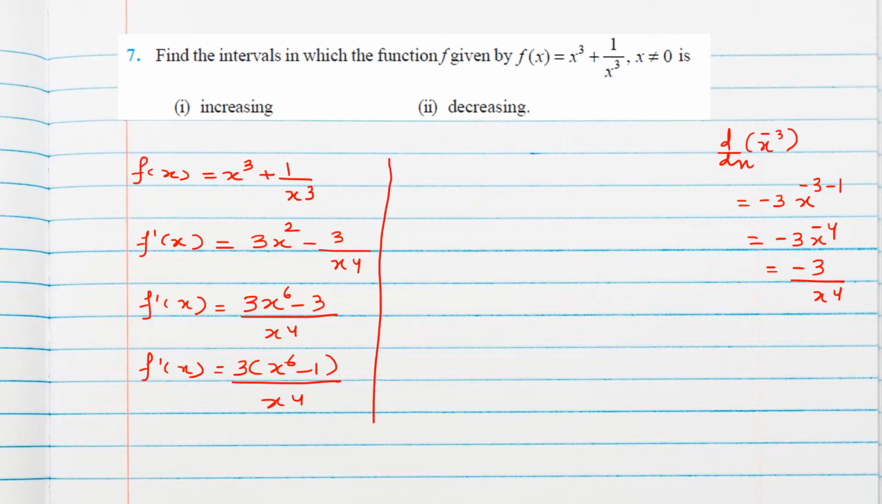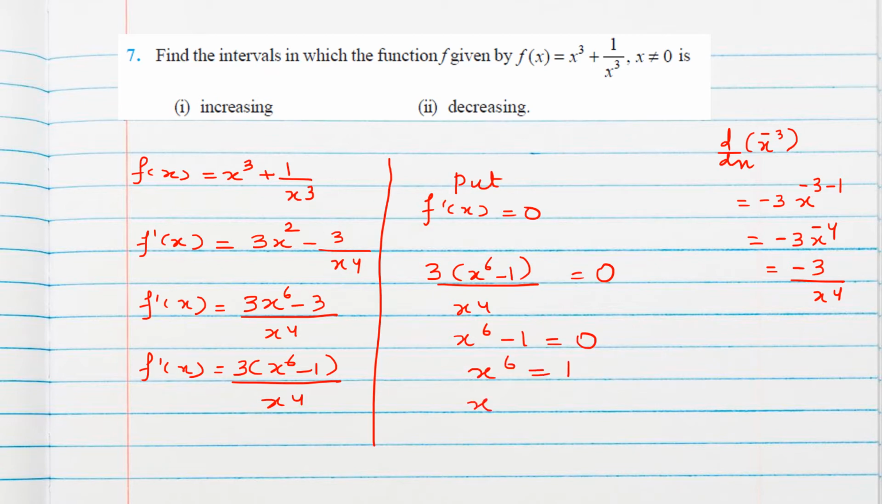Now the next step is f dash of x equal to 0. So 3 times x power 6 minus 1 by x power 4 equal to 0. This 3 and x power 4 will go to the other side, isn't it? So x power 6 minus 1 equal to 0, x power 6 equal to 1. So x will be plus minus 1.